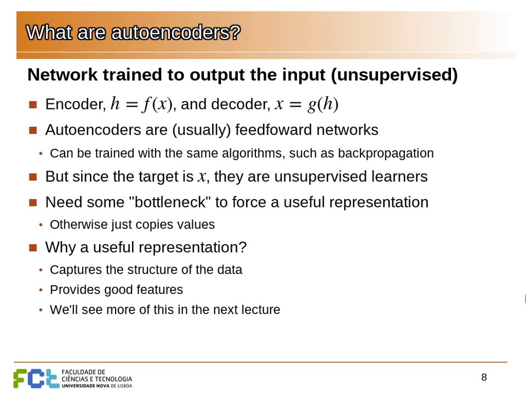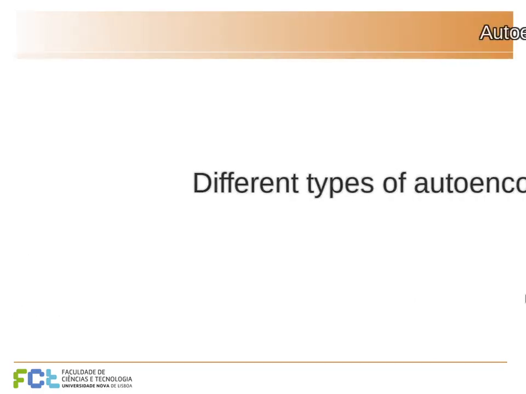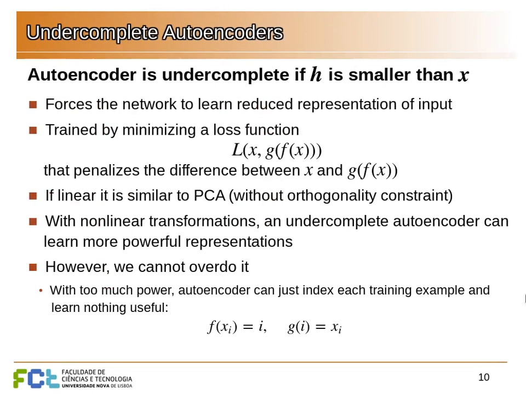We are getting out the same as we put in, but we force the network to do something to the data, and then we can break the network apart and use one of the parts, for example the encoder, to convert the data into that more useful representation. Let's see some different types.